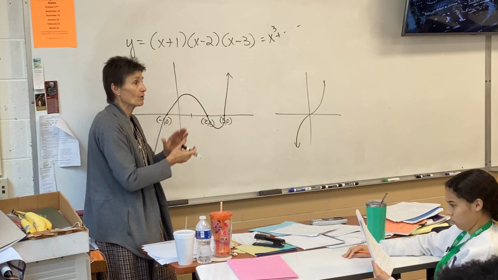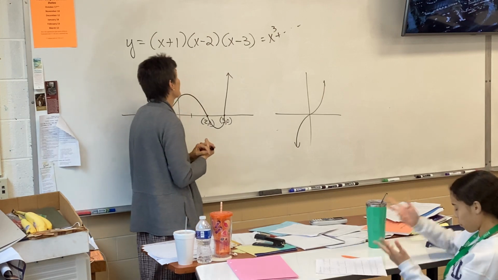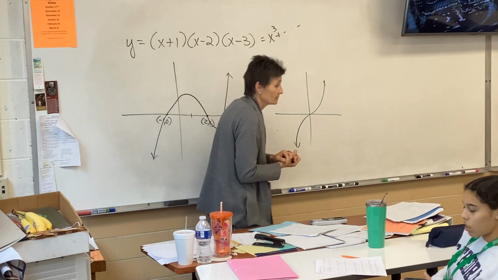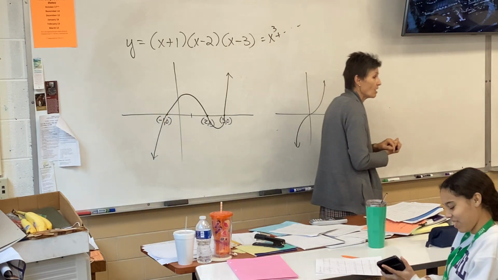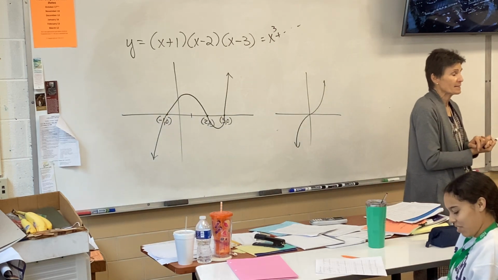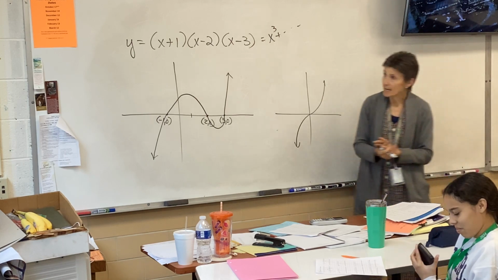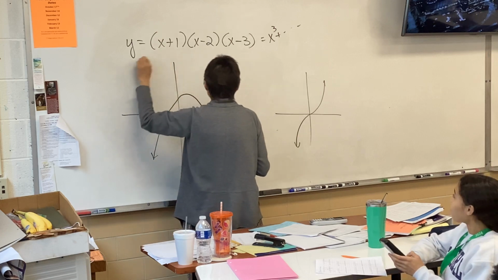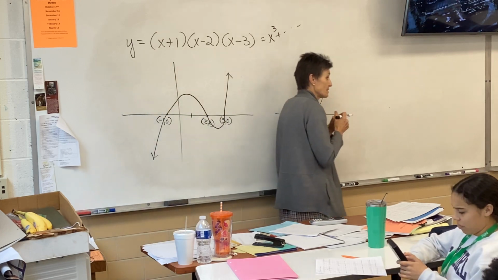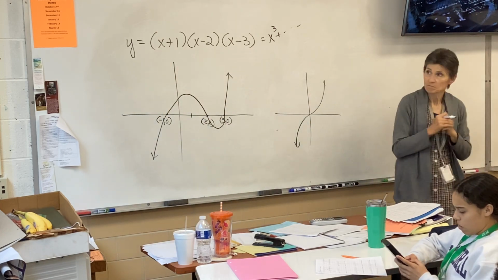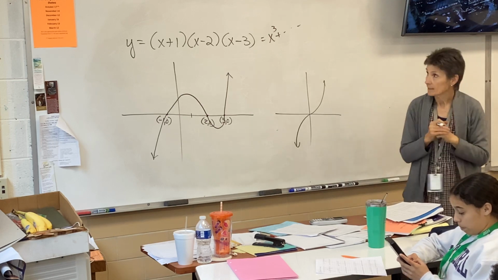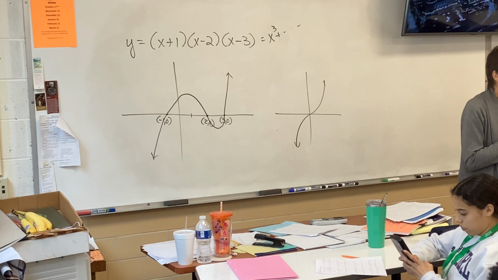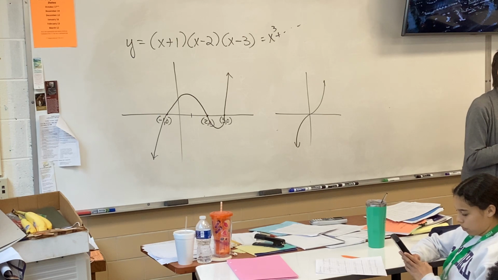All right, let's get our calculator. Zoom 6. Make sure you zoom 6 to start. That's going to give you a nice square screen. Then type in y equals this equation right here. Type it in with the parentheses: x plus 1, x minus 2, x minus 3, with the parentheses, and just hit graph.